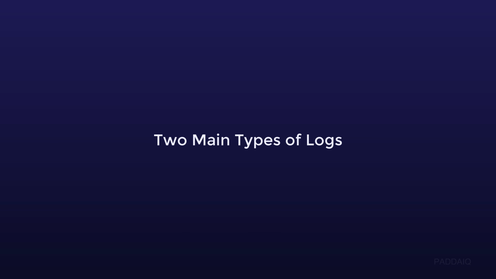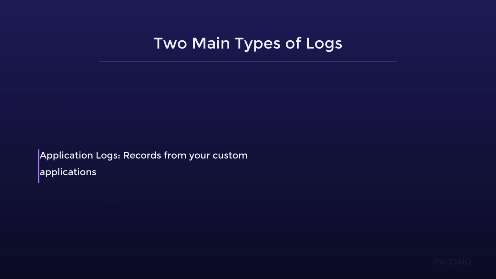Two main types of logs in SAP BTP. Application logs, records from your custom applications. This means any logging you program into your own apps to track events, errors, or user actions. For example, an app could log when a user successfully submits a new sales order. These logs are crucial for debugging and monitoring your specific application's health and behavior.